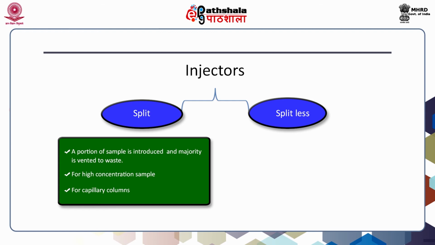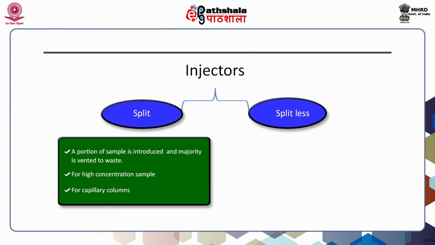So, for that purpose split type injectors are used, where we can inject a slightly higher quantity of sample which is automatically split into two portions. The major part is removed as waste and only a part is passed through the column. So, there you can fix the ratio of the split. It can be 1/10 of the material which goes inside, 1/50th, or the 1/100th part of the material.